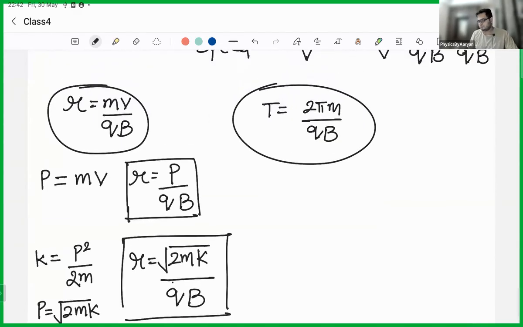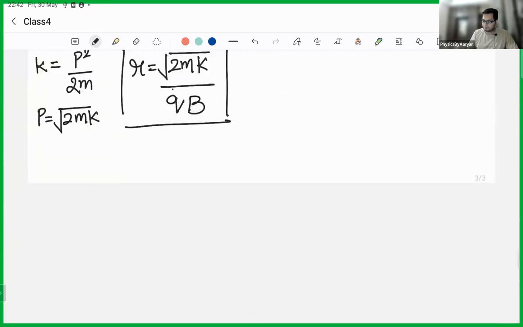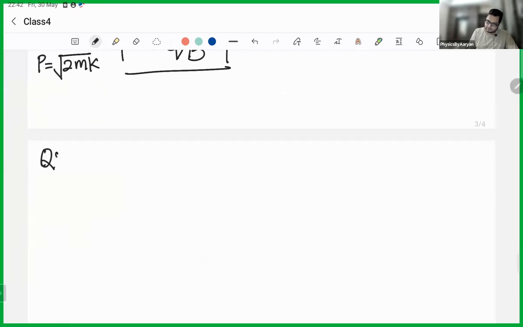Perfect. You don't have to worry about time period, because time period does not involve speed or momentum as such. Time period only depends upon mass, charge, and B. It does not depend upon how much is the speed of the particle. If the speed is slow or more, the time period is going to be the same, as long as mass and charge are the same. So these are the three formulas of radius. Now I'm going to give you some basic questions, and then see how you can tackle that.